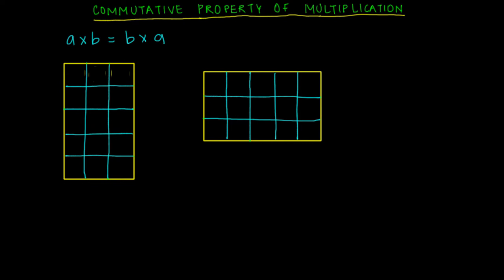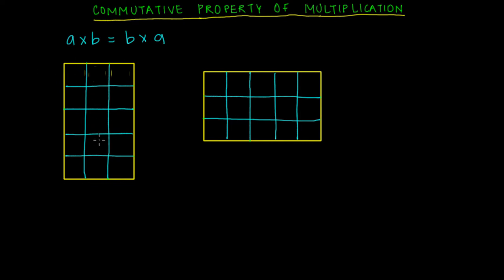It looks like it's standing up. Now I'll turn this rectangle around and it looks like it's laying down. Even though the rectangle looks different because it's turned around, it's really the same rectangle. Let's now describe these rectangles.